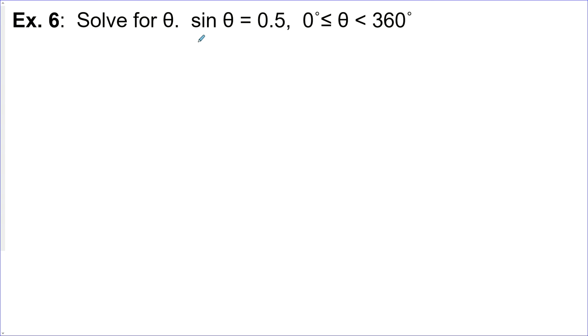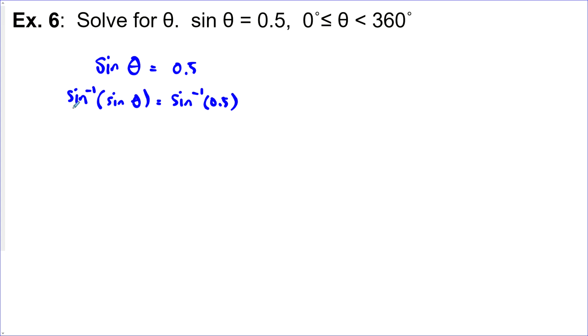Let's solve this simple equation. Sine theta is equal to 0.5, given that theta is in between 0 and 360 degrees. So let's see what we could do. First, algebraically, if we had this, we can take the sine inverse of both sides of this equation, and on this side, the sine inverse and the sine cancel out, and we're just left with theta. And on this side, we put this in our calculator, we will get 30 degrees.